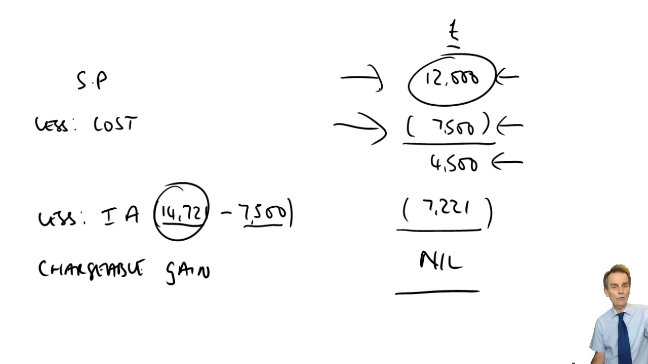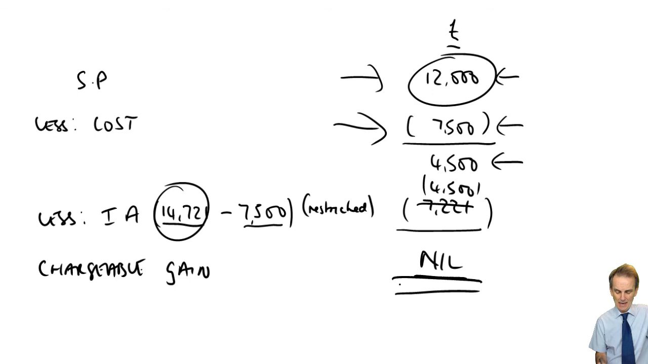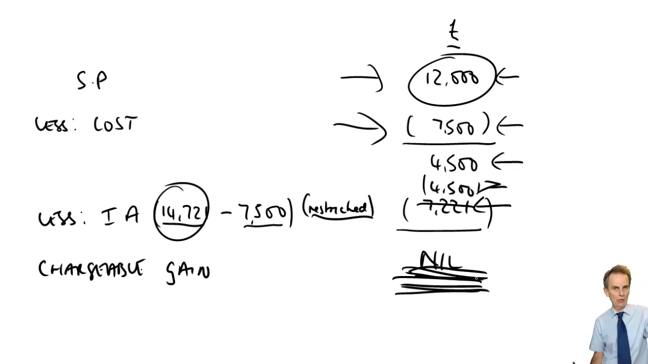If you were doing a written exercise on this in section C, you'd say that the allowance would be restricted. And rather than putting 7,221 in, you could put £4,500 in. The main point is that you show nil there. Whether you've shown the full figure of indexation or the restricted figure really doesn't matter. What is critical is that the nil chargeable gain arises.